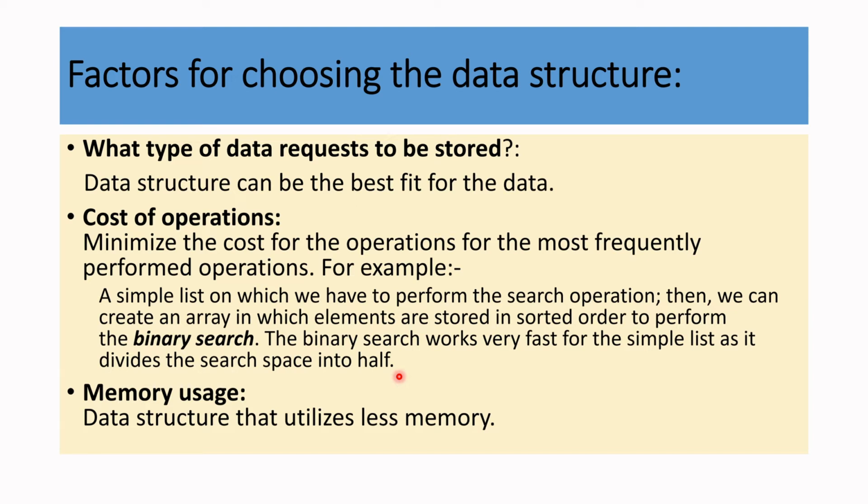Then the cost of operations, the frequent operations: we have to see what type of frequent operation will be performed on this data. Then the memory usage. So all this should be in a very good form, and after that we have to choose the data structure based on that, right?